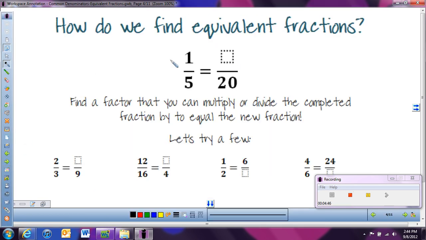So now, how do we find equivalent fractions? That's what we're just doing. We are finding a factor that you can multiply or divide the completed fraction by equals a new fraction.